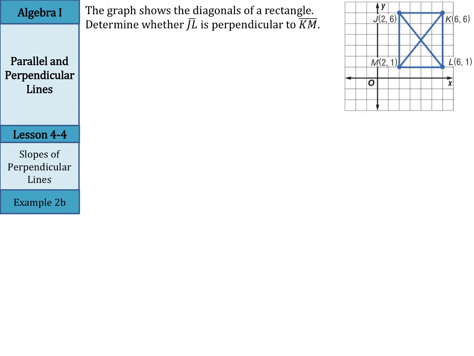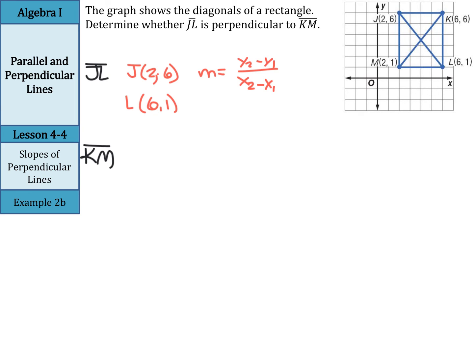In our next example, the graph shows the diagonals of a rectangle. Determine whether JL is perpendicular to KM. And with perpendicular, we're looking for opposite reciprocal slopes. So we can once again look at the slopes of JL and KM.